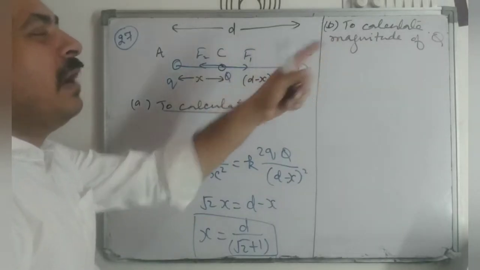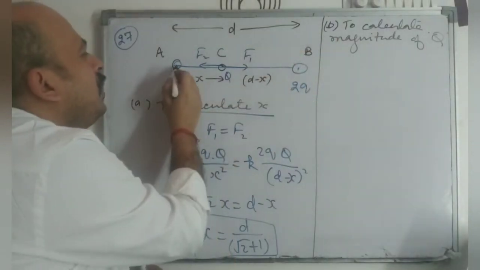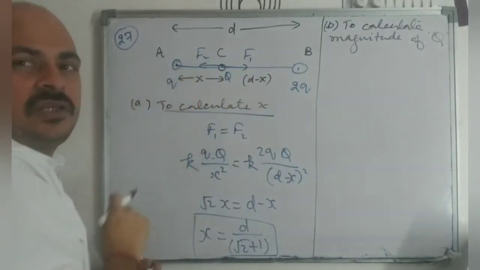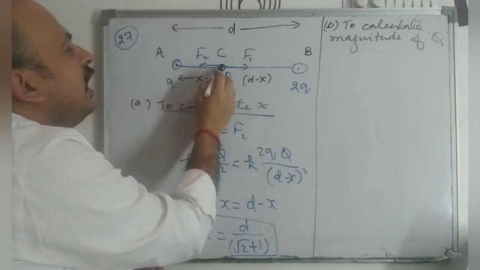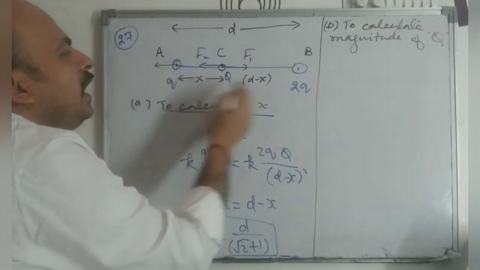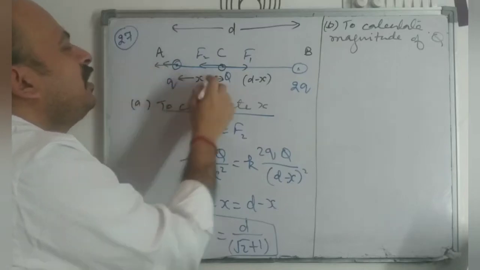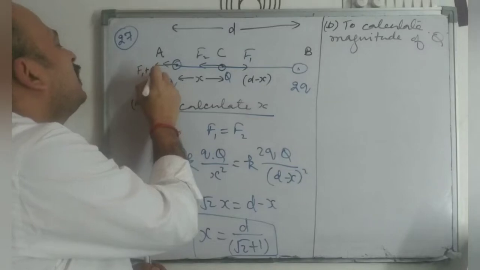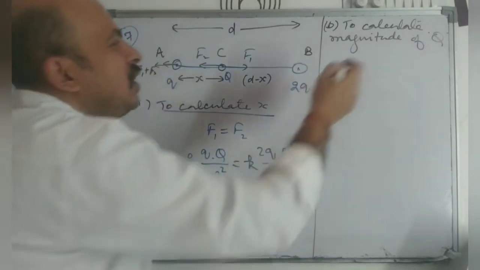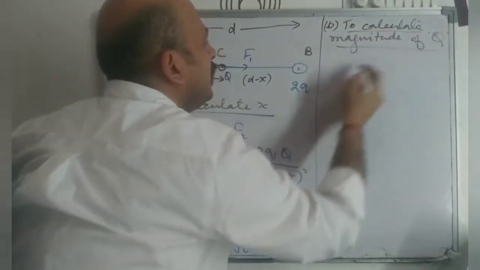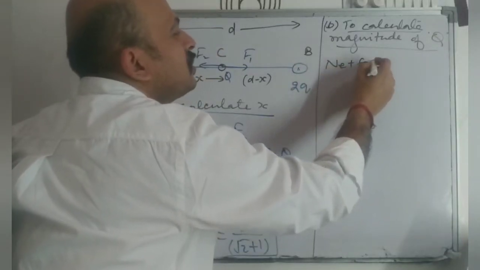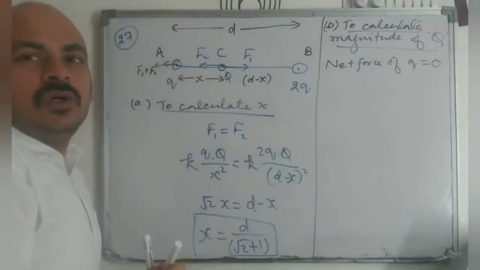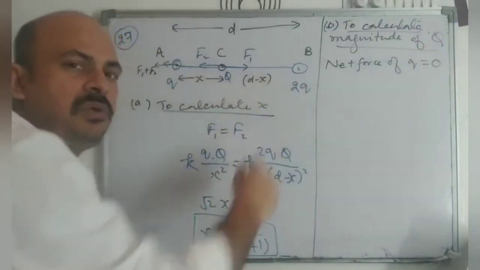Now to calculate the magnitude of Q, you should check the force on the charge at this position or this one. Let us check the force on this body. Due to this charge, the force is directed away, and due to this charge again it is directed away. If we take F as positive, both are acting in the same direction. Now the net force on C, to calculate the magnitude of Q, the net force of small q should be equal to 0, or the net force on 2q will be equal to 0.